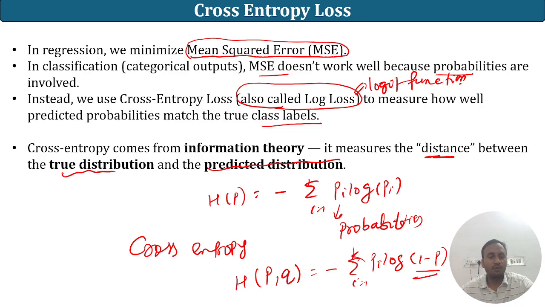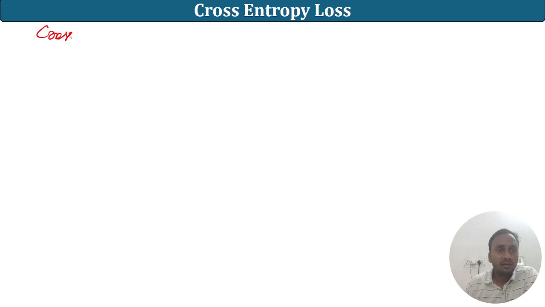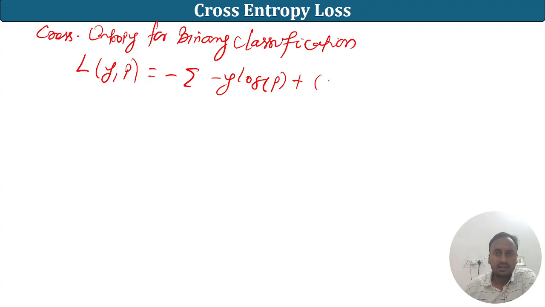So if you see cross entropy for binary classification, we'll say L(y, p) is minus of y log p plus (1 minus y) log of (1 minus p), where y is the true label.